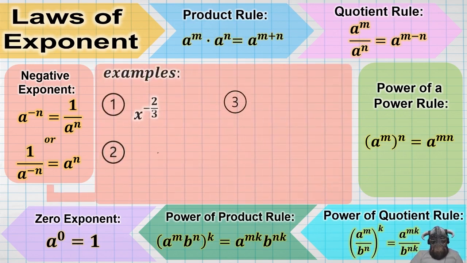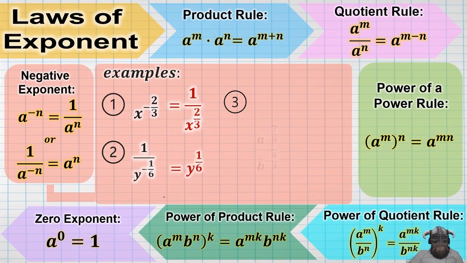So, here we have x raised to negative 2/3. Just to make it positive, all we need to do is put that expression in the denominator, so it will become 1 over x raised to 2/3. Another example is if you have 1 over y raised to negative 1 over 6, you put it on top just to make the exponent positive. So, it will become y raised to 1 over 6.